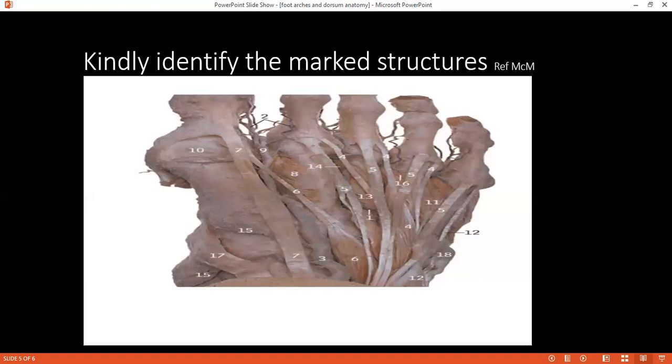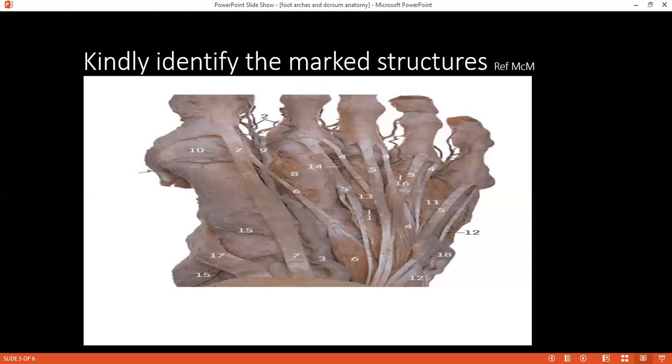Can you please point? These are the mid-tarsal arteries. Digital arteries, these are with the digits. All right. 18, please. 18 is the tendon of peroneus tertius. Tuberosity of the base of the fifth metatarsal. Okay, 12, please. Last. Tendon of peroneus tertius.